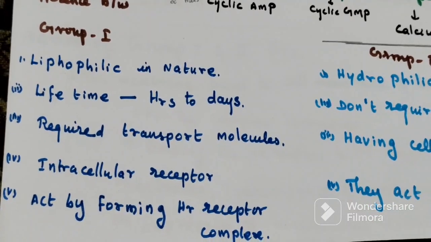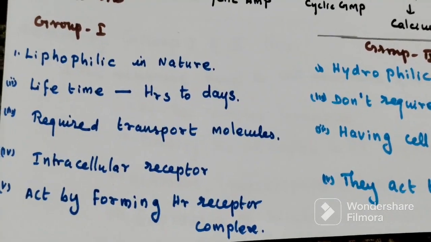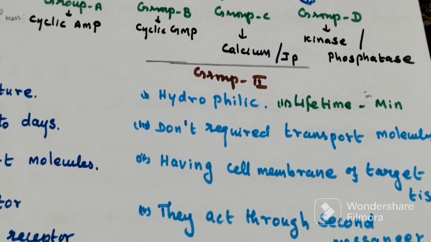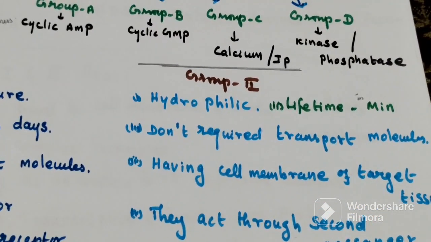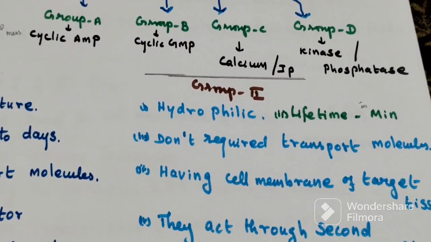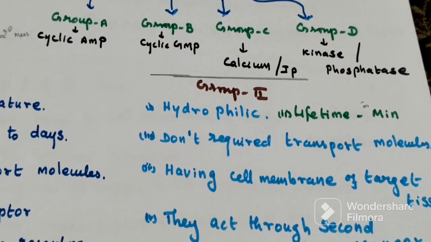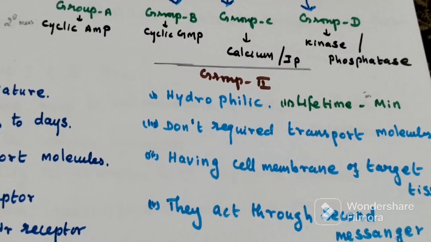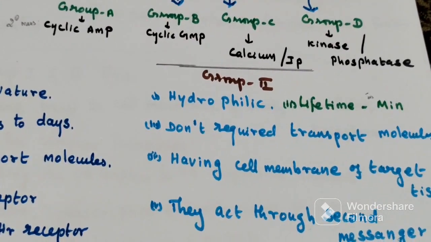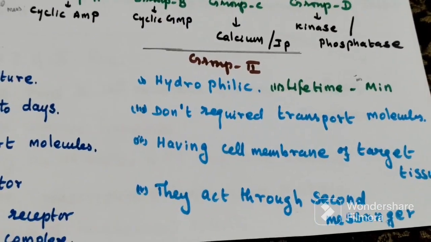Next, they have a mediator. They act by forming a hormone receptor complex. Second, group 2. This one is hydrophilic. They cannot travel through the cell membrane. They have the receptor presented on the cell membrane. After binding of the hormone to the cell membrane receptor, they send a message which is called the cellular response.